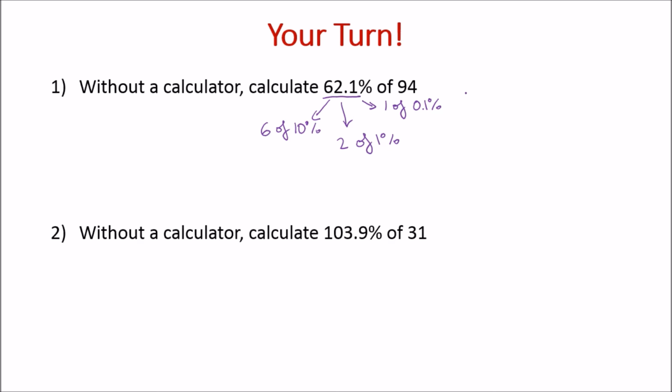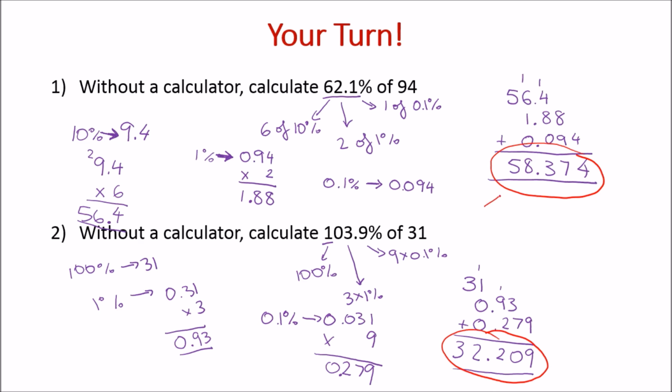If you haven't quite gotten the right answer, have a look through my working out. Otherwise, you're good to go. So hopefully you've ended up with these answers, so 58.374 and 32.209. And I just wanted to point out that since this percentage here is over 100%, so it's 3.9% above 100%, we should be expecting an answer that is bigger than our original number. So that's a good check to see that we're on track.